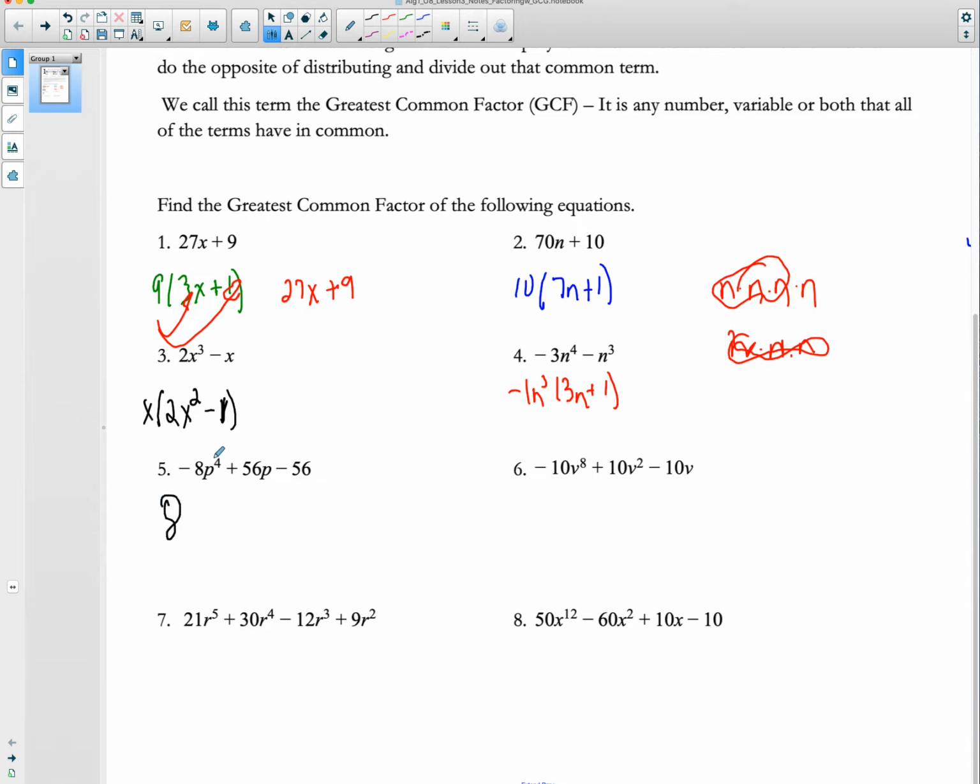Now, once again, I look at my variables. I have p to the 4th in the first term, p in the second term, and there are no p's in the third term. So p's aren't common to everything, and because they're not, I can't pull anything out. So just this 8 is my common factor.